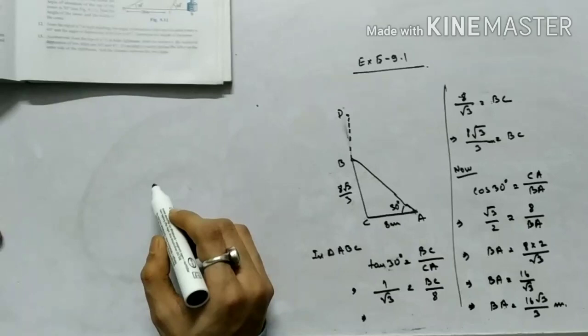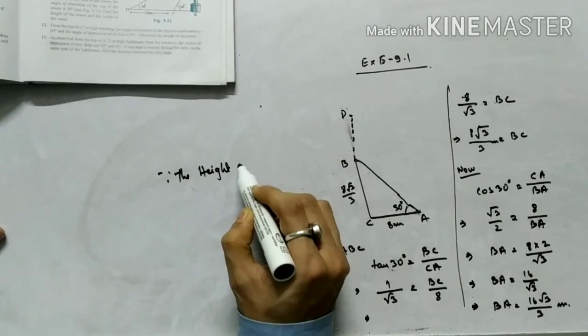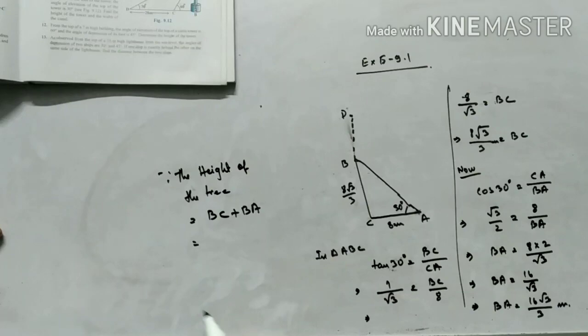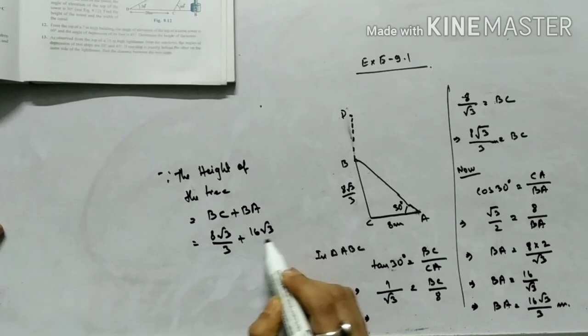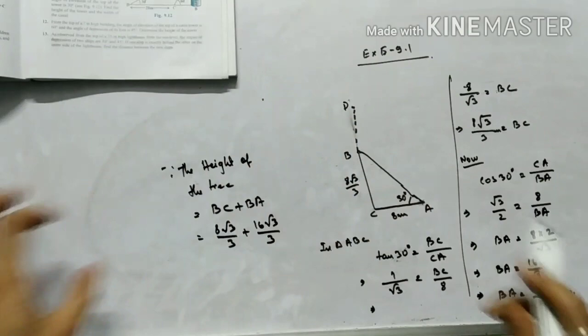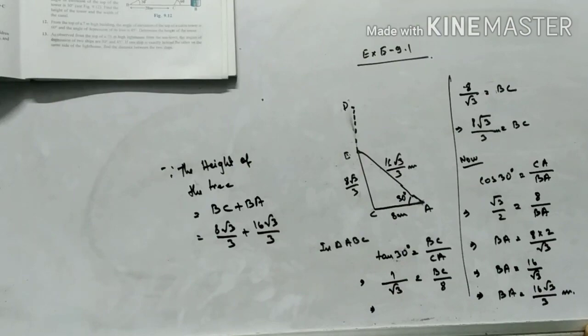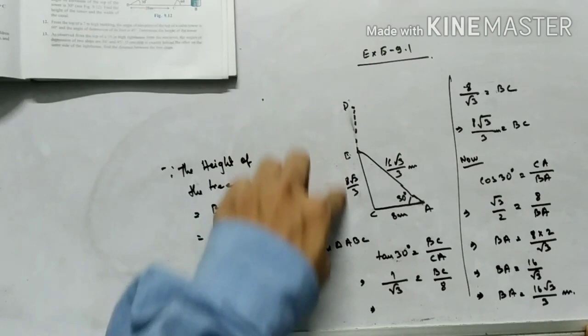So therefore, the height of the tree is equal to BC plus BA, so 8 root 3 by 3 plus 16 root 3 by 3. I got hypotenuse this one, perpendicular height this one. So the height of the tree, that means DC, I have to find here. Height of the tree is this plus this.